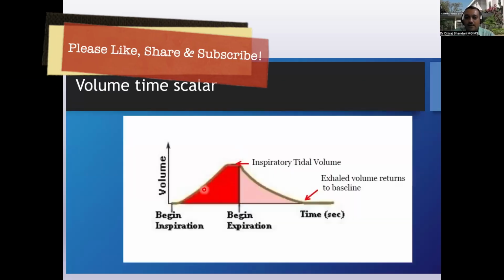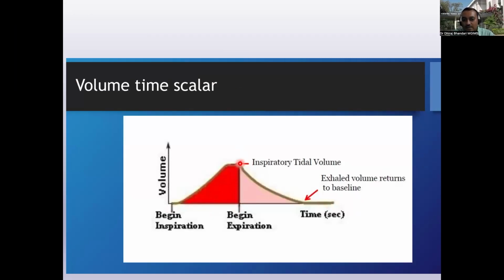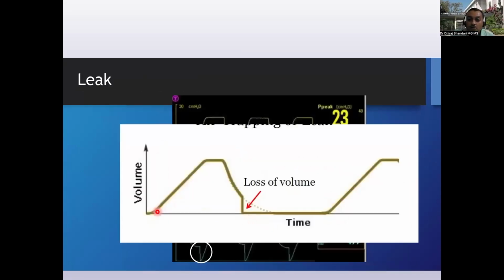Now let's see. So this is basically inspiration, and then this is basically expiration. Then again you will have a new breath starting in. So whenever it starts coming down, that is the beginning of expiration. Now, this is something we commonly see in our ventilators. What is happening is the tidal volume has gone in, inspiration was there, there was probably a pause, and then at expiration, suddenly you will see there is a loss.